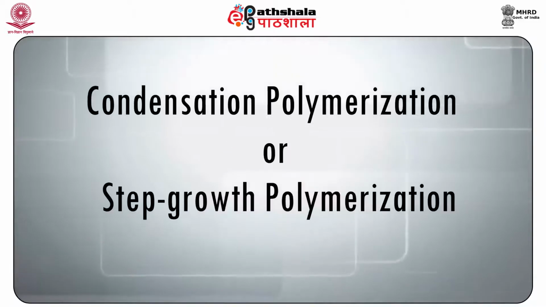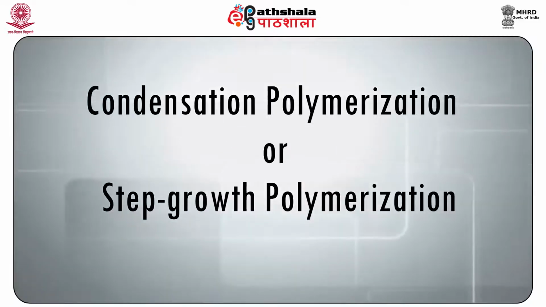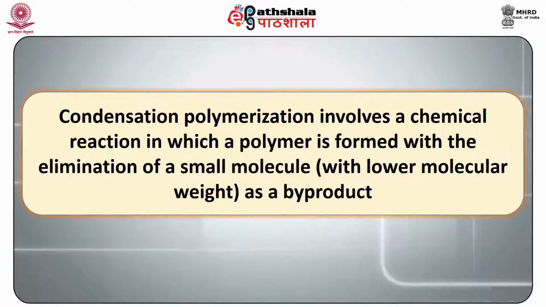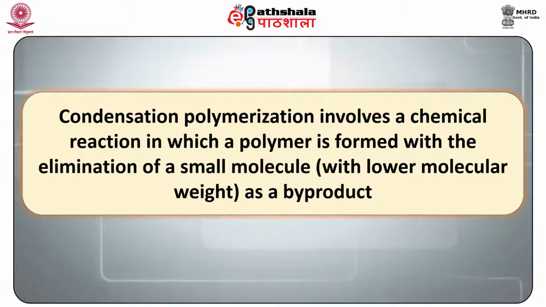There are two broad types of polymerization reactions, that is, the addition or chain growth polymerization, and condensation or step growth polymerization. In condensation polymerization, a chemical reaction in which a polymer is formed with the elimination of a small molecule of byproduct with lower molecular weight. The byproduct eliminated is called condensate. The reaction can occur between two similar or different monomers. It is also called step growth polymerization.